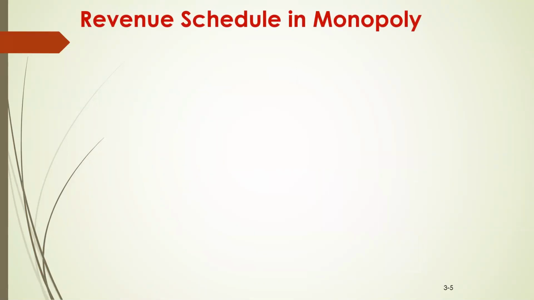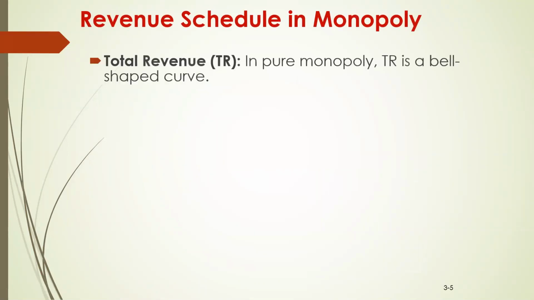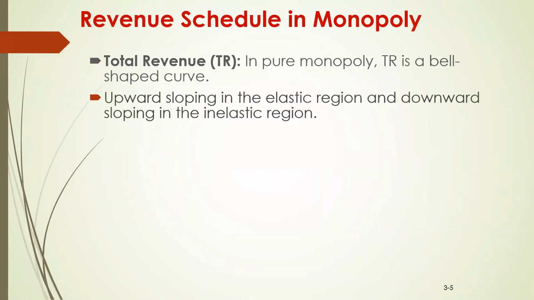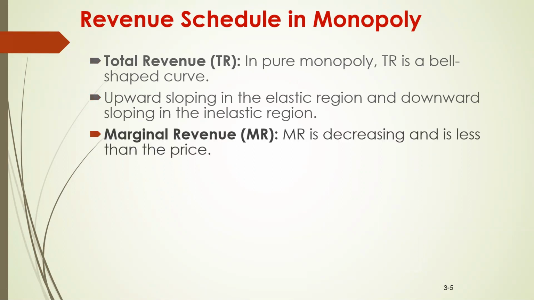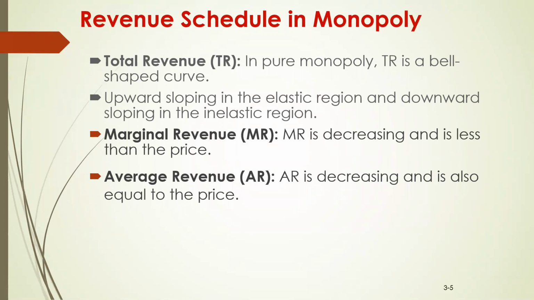Now, few more things about monopoly. In monopoly, total revenue is bell-shaped curve. Okay, so upward sloping part is the elastic, downward sloping is inelastic, whereas marginal revenue is decreasing and it's always less than the price. Okay, so which is different from pure competition. Price being more than marginal revenue. Okay, so average revenue is also decreasing and it's exactly equal to price.